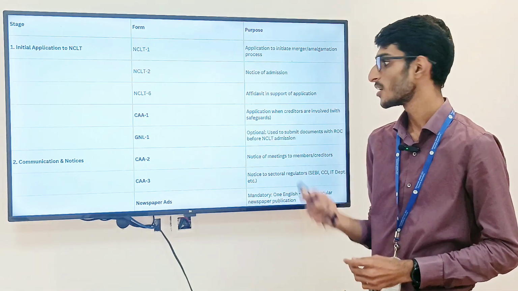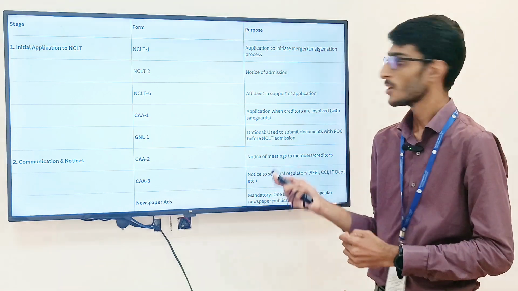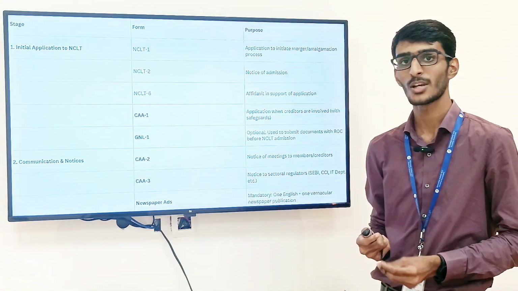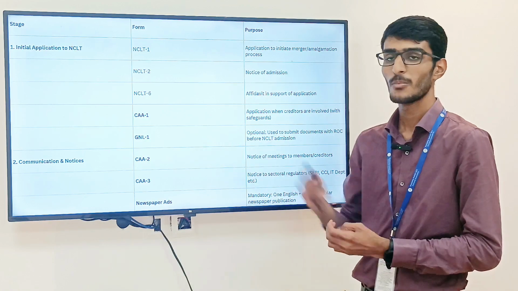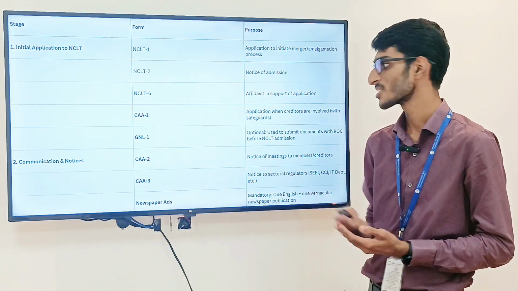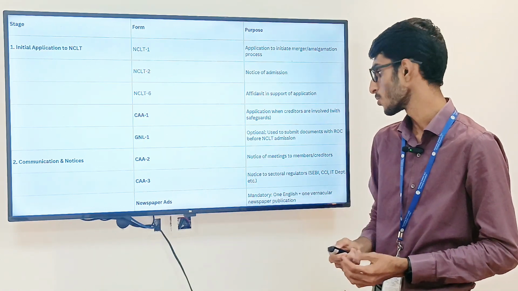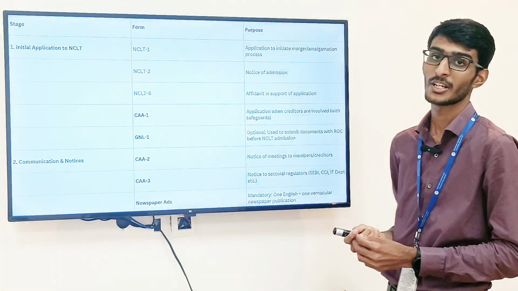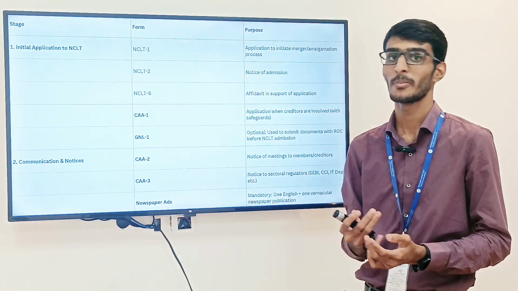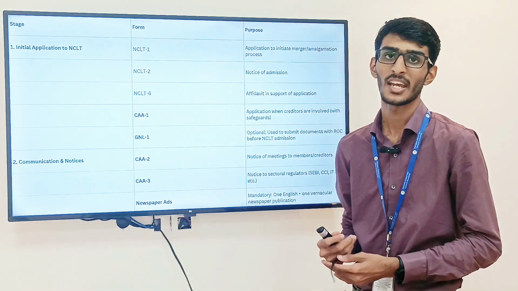So after that is done, the GNL 1 is optional, where you have to submit your documents to the ROC as and when the NCLT submission is done. After that, the communications to the members as well as the creditors is gone through the form CA2. Then a notice to the regulators, which is the Competition Commission of India, the IT department, or maybe SEBI, is done through form CAA3.